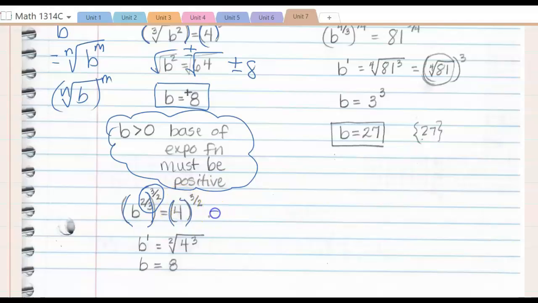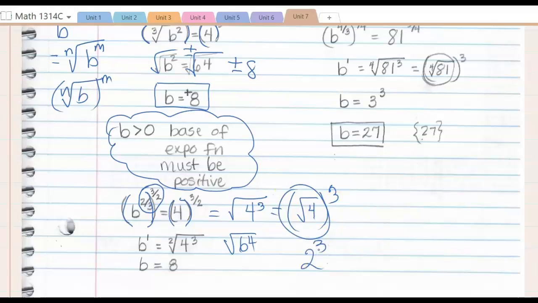And then we have to interpret that. That means the square root of 4 cubed. And then you have to decide, do I know 4 cubed, or I can go find the square root of 4 and then cube it. Either one will work. So if you know 4 cubed is 64, then you're looking for the square root of 64. If you don't, you find the square root of 4, which is 2, and then we're going to cube it, and either way you do it, you're going to find that the base is equal to 8.